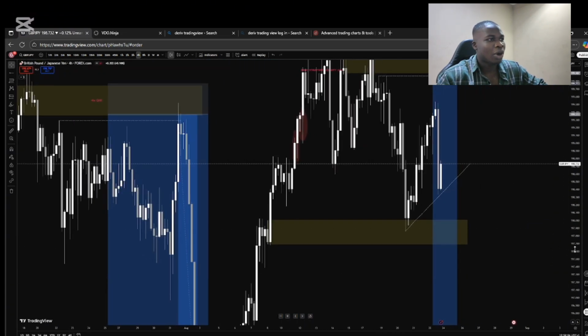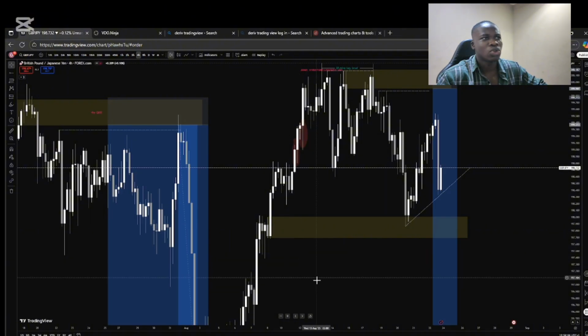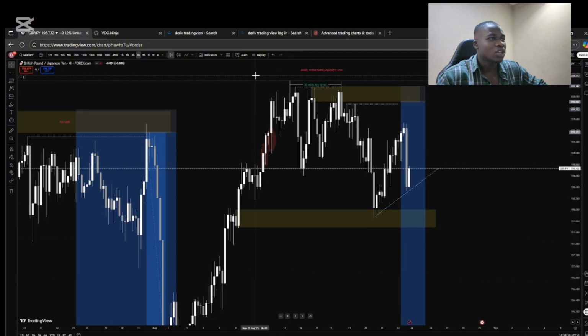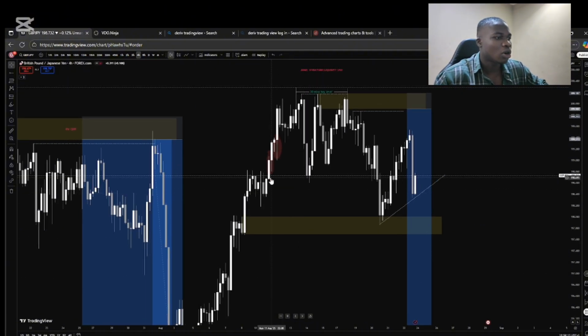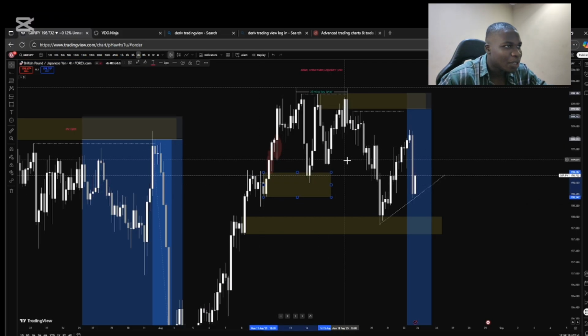Something important happened after price took out that inducement. Price tapped into this 4-hour order block, this supply that is right here. Price taking out inducement, tapping into this other block.